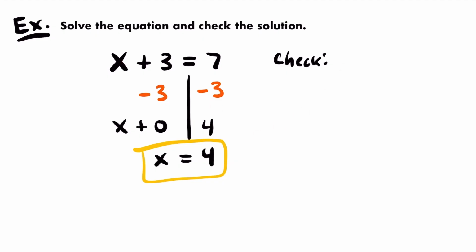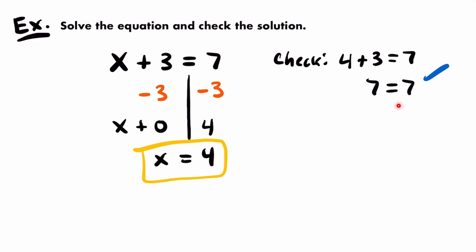Do we get a true statement or a false statement? In this case, if we replace x with 4, we get 4 plus 3 equals 7. And simplifying, 4 plus 3 is 7. So we get 7 equals 7. That is a true statement. And so 4 is, in fact, a solution or the solution to this equation.